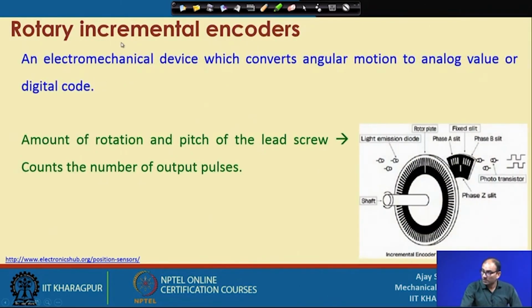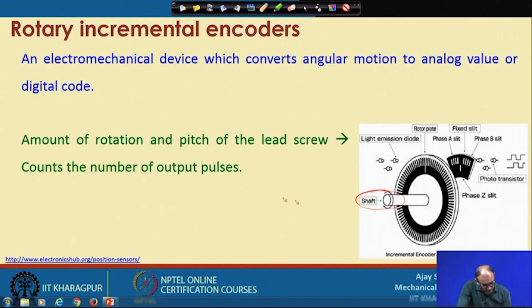So, first is the rotary encoder, the incremental rotary encoder. This is the diagram of that part. So, what is this? It is an electromechanical device which converts angular motion to an analog value or digital code. Right now we are talking about this particular incremental one. How does it work? This is the motor shaft, correct. On the motor shaft we have attached a rotor plate. If you see this rotor plate, it has some markings.